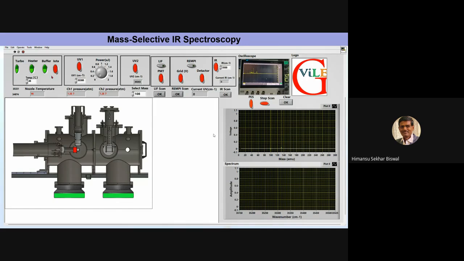Then we switch on the buffer gas, like helium or argon. Then we have a pulse valve. The valve is open now. Then you can see this one, the molecular jet.